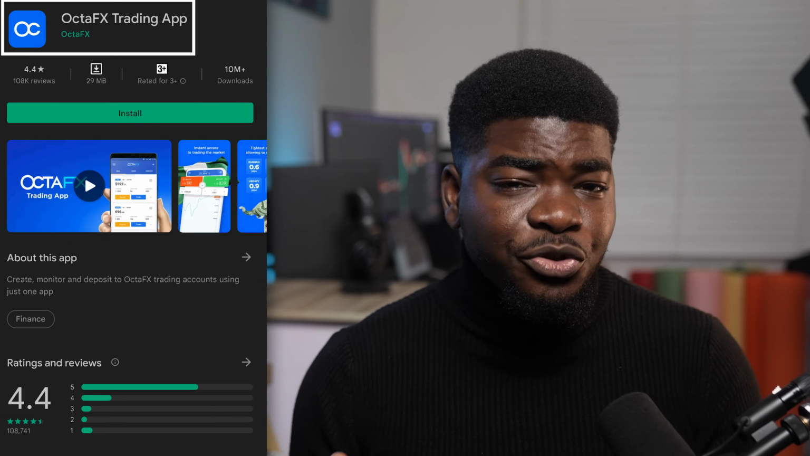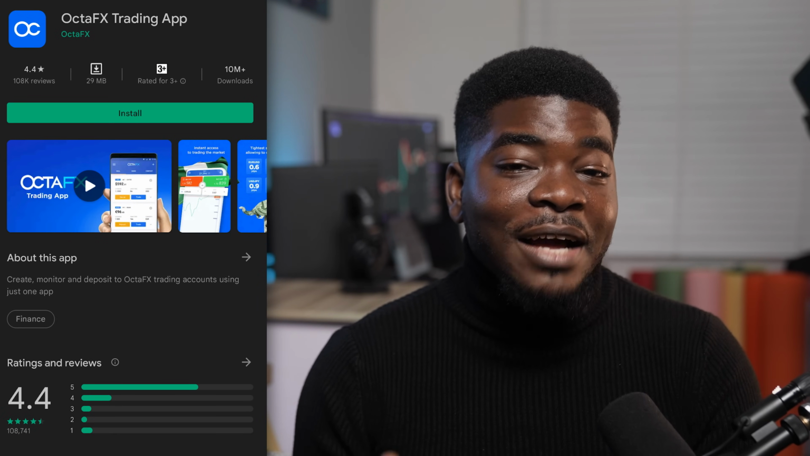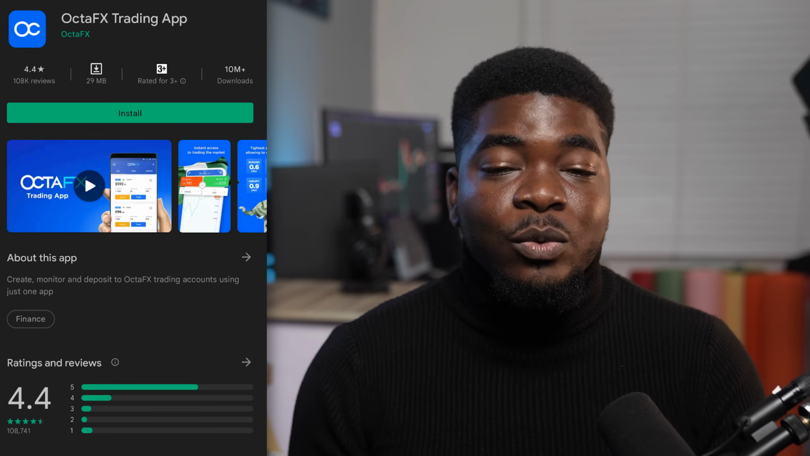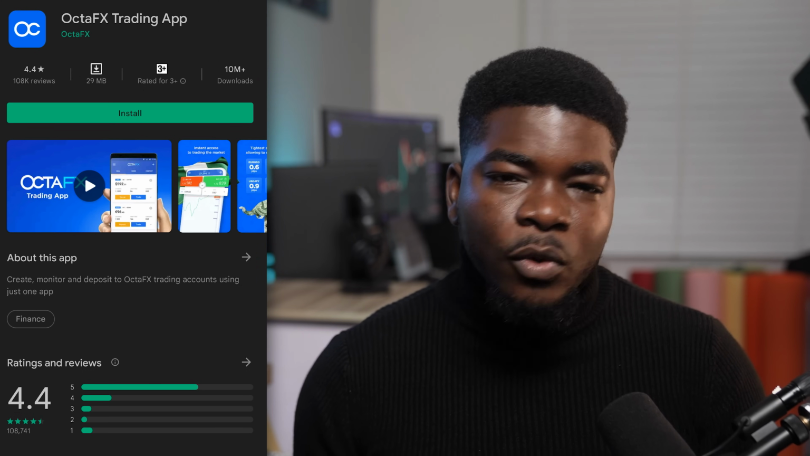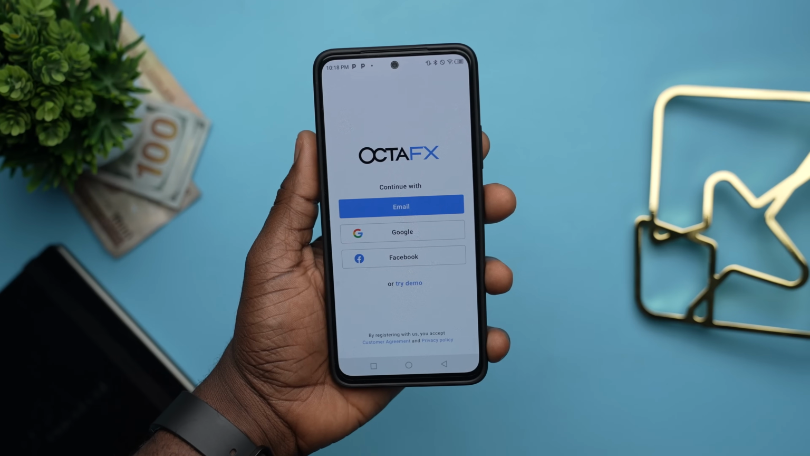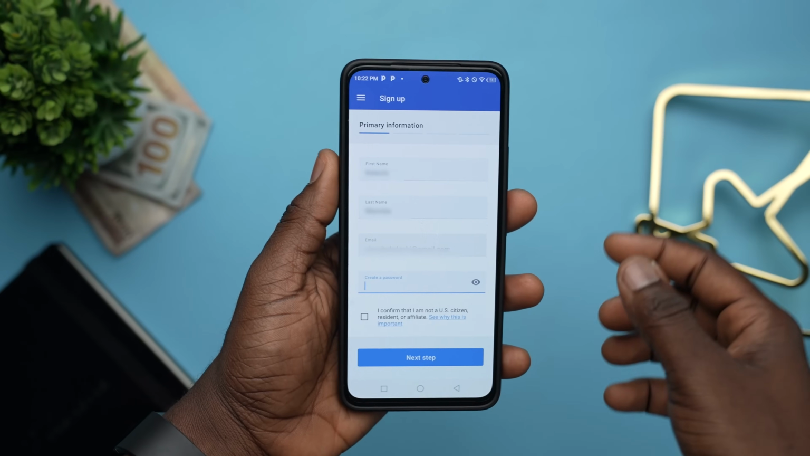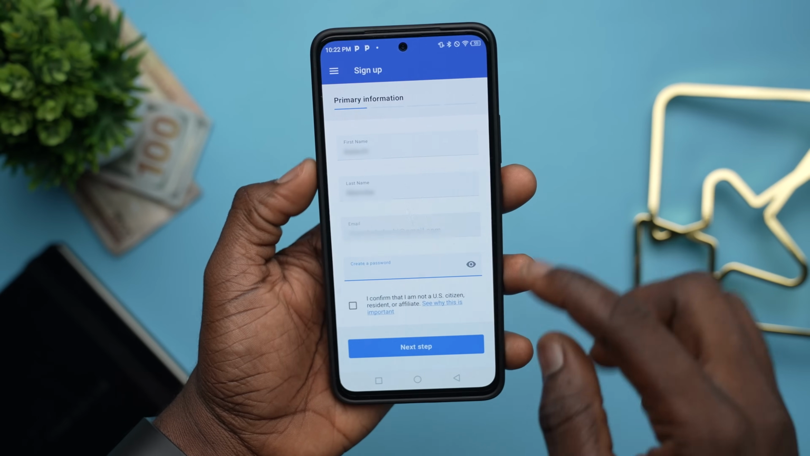It's called OctaFX Trading App on the Google Play Store. You'll of course know it's an original app because they have 10 million downloads and 106,000 ratings at a 4.4 star range, which is quite good, honestly. So please don't download a fake app. Please. Once downloaded, you get a few sign-in options: email, Gmail, Facebook, or you can try a demo. I chose my sign-up option, and right on here, you will need to sign up with your preliminary details, so your name, email address, and password.